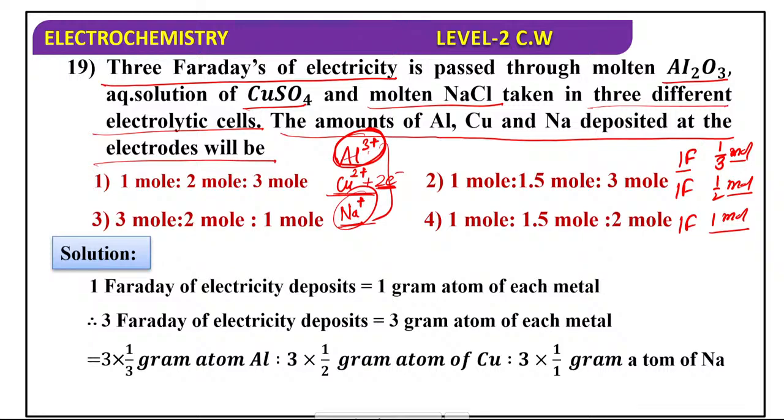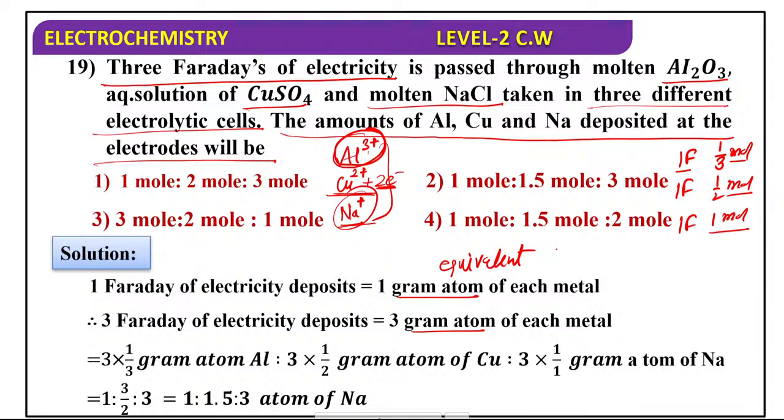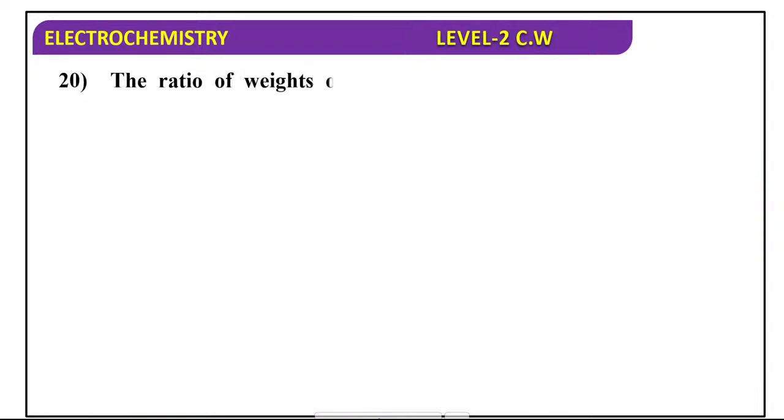Into 1 by 3 gram atom of aluminium. It is gram equivalent. By mistake, it is written as gram atom. It is gram equivalent. So 1 by 3 gram equivalent. 1 by 3 gram atom, okay, but here half gram atom of copper, 1 gram atom of sodium. So it is option number 2.